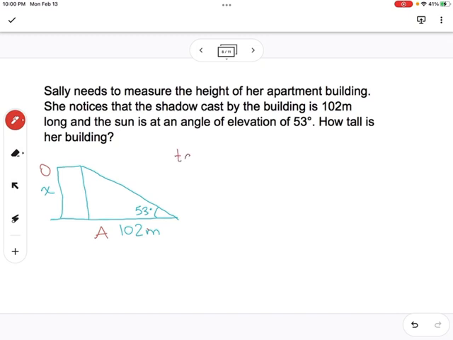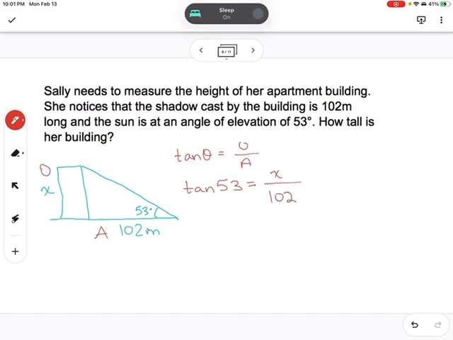So tan theta is equal to opposite over adjacent. Tan of our angle, which is 53, is equal to the opposite is x, it's the height of the building, and the adjacent is the length of the shadow, which is 102. Now we want to solve for x. So we're going to move that divide by 102 to the other side. The opposite of divide is multiply. So 102 times tan 53 equals x.